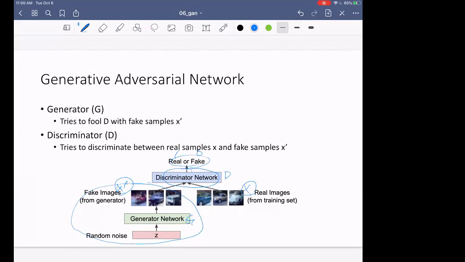And very similar to the previous slide, you can compose the discriminator network as you see fit. You can use MLP, you can use a convolutional neural network, whatever. As long as it has enough power to discriminate fake samples from real samples, it's okay.